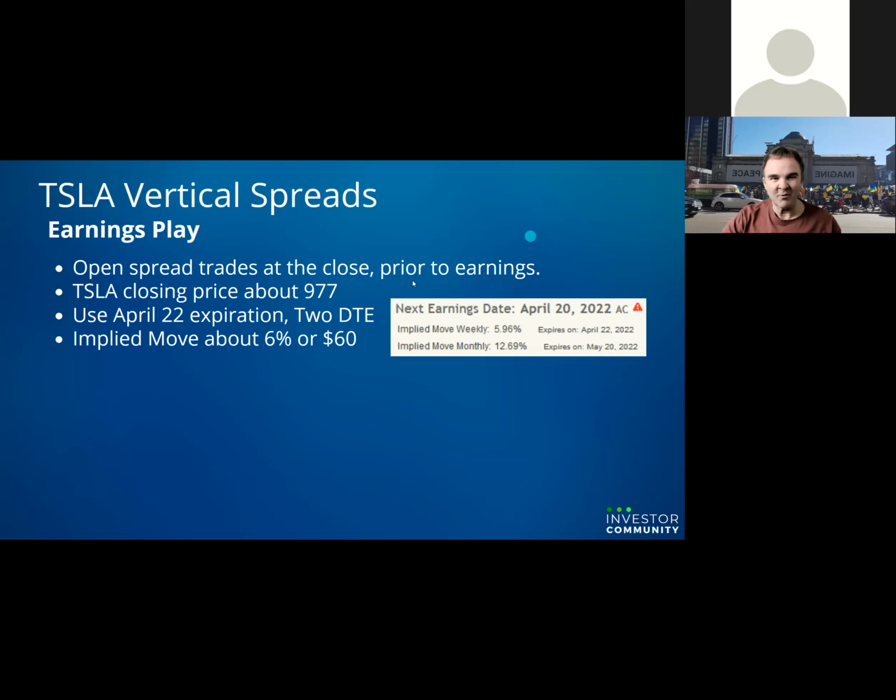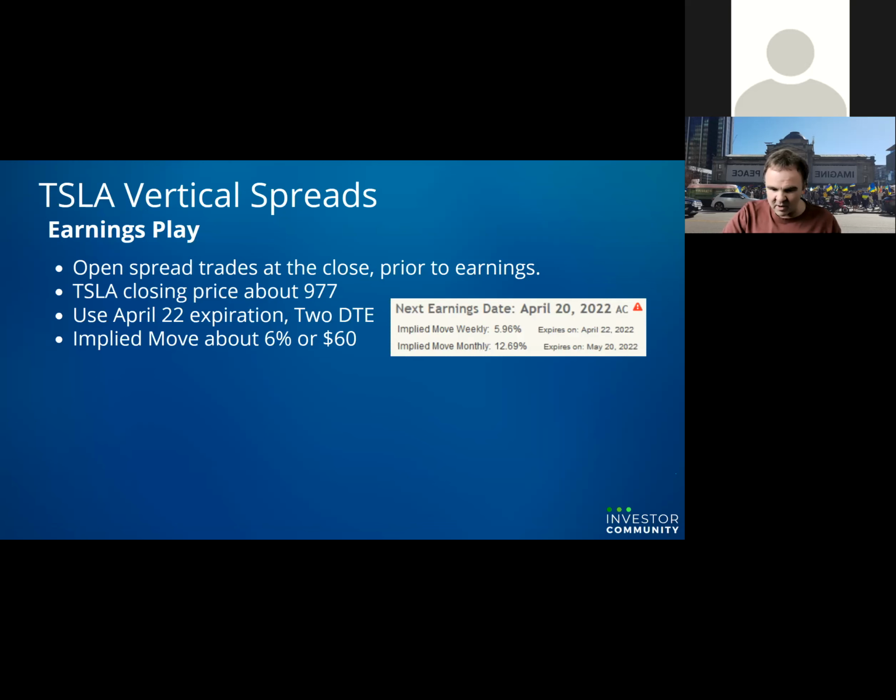I could show you a formula with square roots and everything to do the math on the implied move, but it's way easier to go to this website called optionslam.com and just look at this right here. We can see it tells us our next earnings date, which is yesterday after the close. The implied move on the weekly option that will expire April 22nd is 5.96%. The implied move on the monthly is 12.69%, and it shows us that expires May 20th.